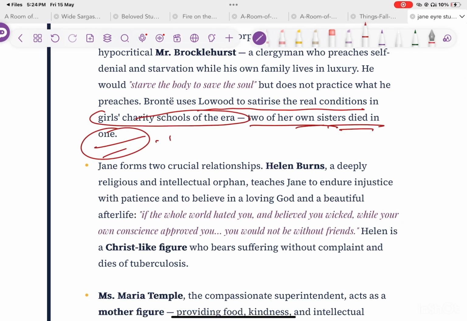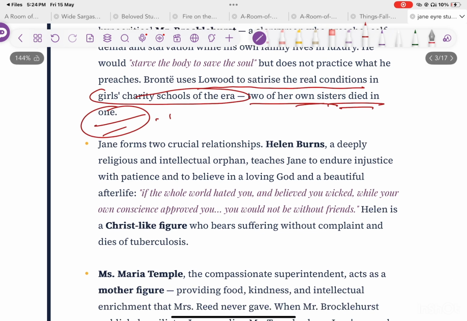Jane forms two crucial friendships. Helen Burns, a deeply religious and intellectual orphan, teaches Jane to endure injustice with patience and believe in a loving God and a beautiful afterlife. If the whole world hated you and believed you wicked, while your own conscience approved you, you would not be without friends. And Helen is a Christ-like figure who bears suffering without complaint and dies of tuberculosis.